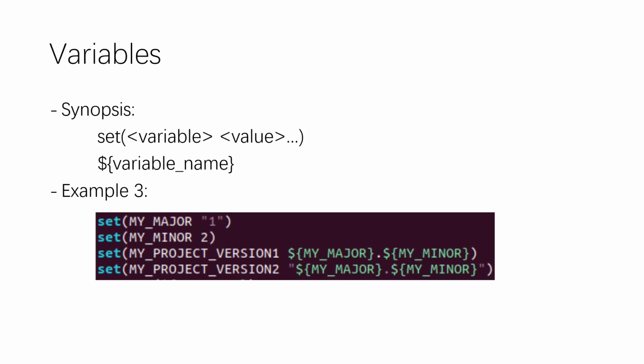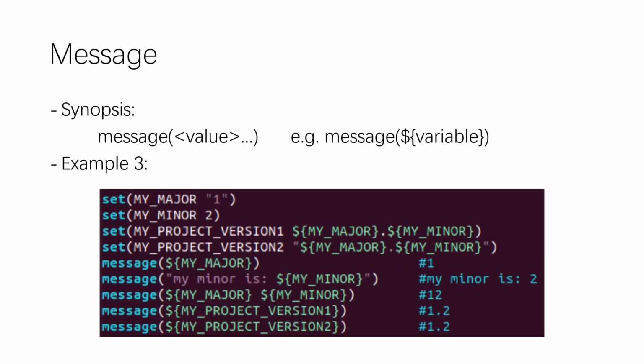We can also use variables as the value of another variable. So we need to use a $ sign and curly brackets before the variable. Let's see the third command. Here I use the value of the variable myMajor and also the value of myMinor to be the value of myProjectVersion1. We can also use double quotes to quote this string, and they will return the same result. Then let's see another command, message.